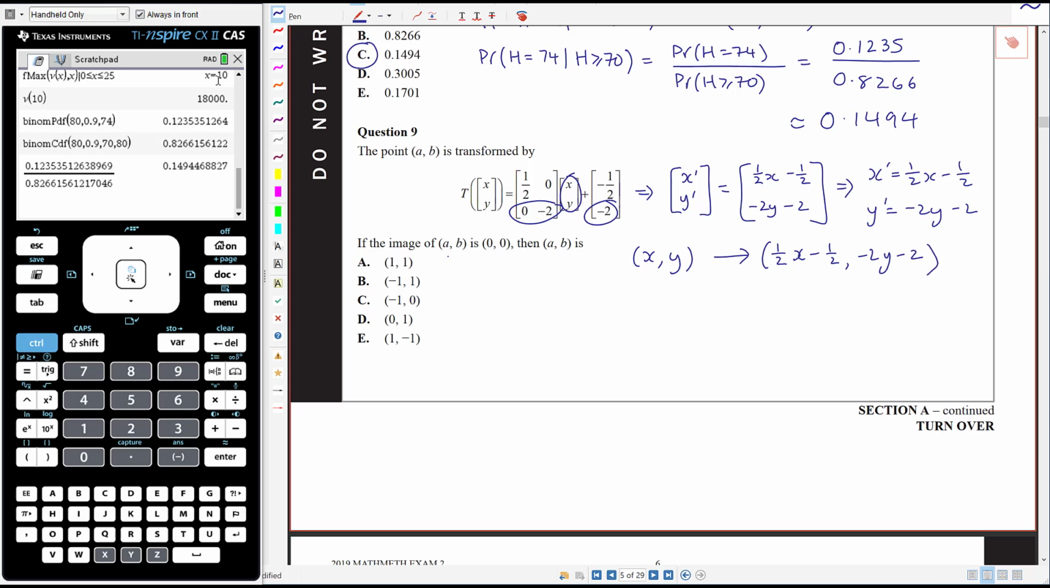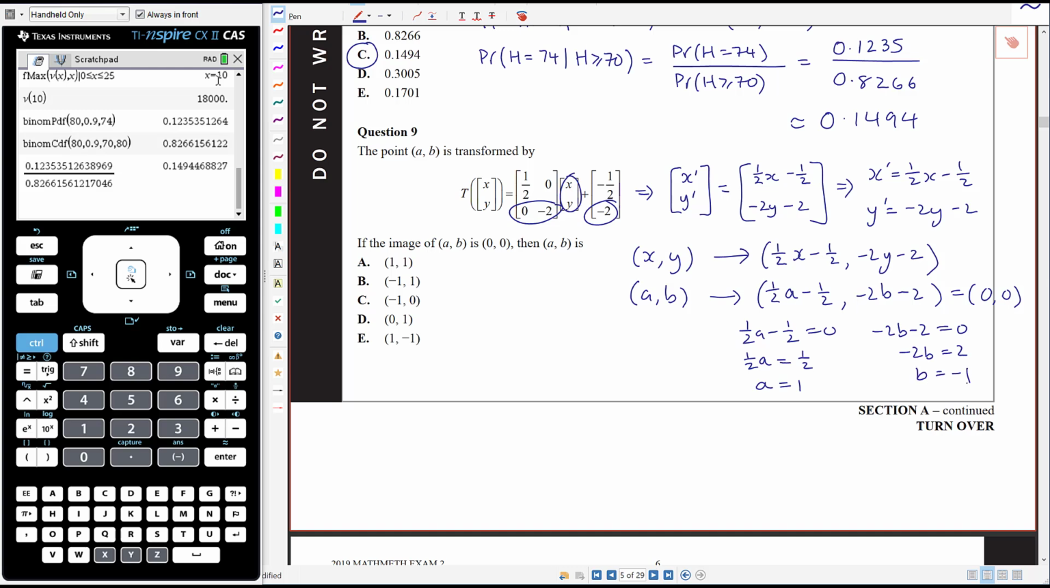Now, the question tells us that AB becomes 0, 0. So we know that AB will become half a minus a half and negative 2b minus 2. And we know that this has to be 0, 0. So we know that half a minus half is 0, which means that half a equals half. Multiplying both sides by 2, a is 1. And we know that negative 2b minus 2 is also 0. So negative 2b equals 2, b equals negative 1. So a must be 1 and b must be negative 1, and so therefore the point must be 1, negative 1. So E.